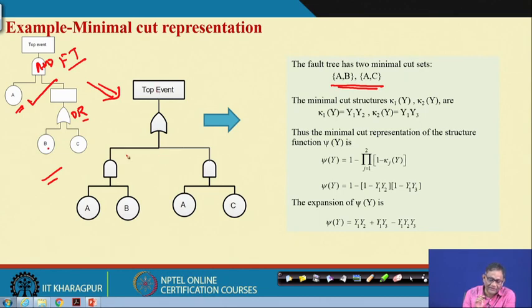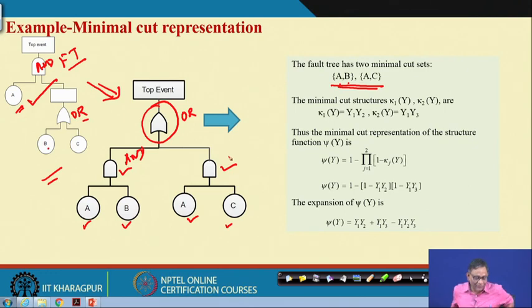When we know the cut sets, first you must know how many cut sets there are, here 2 cut sets. So, 2 AND gates will be there, and the input to every AND gate will be the elements of the cut set. First one is A and B, second one is A and C. Then these AND gates will be linked with the top event by an OR gate.